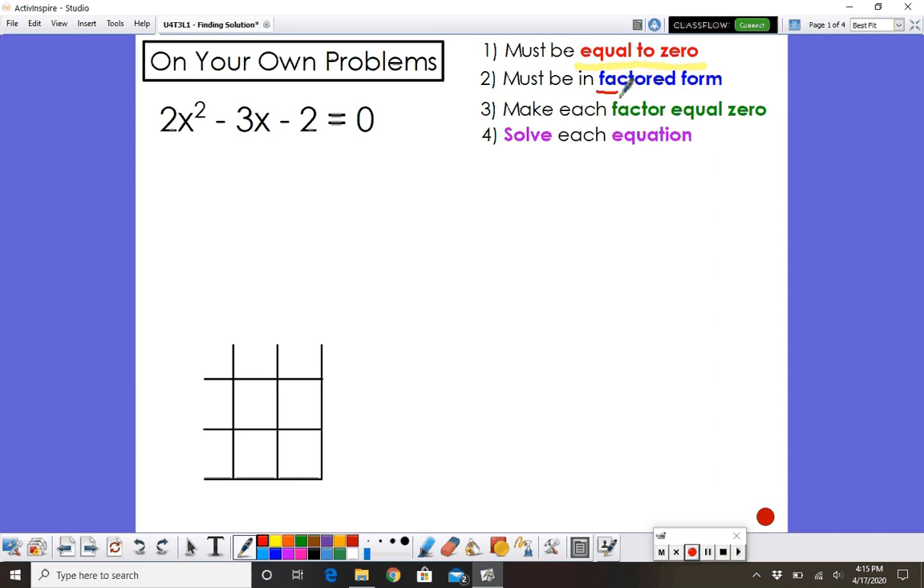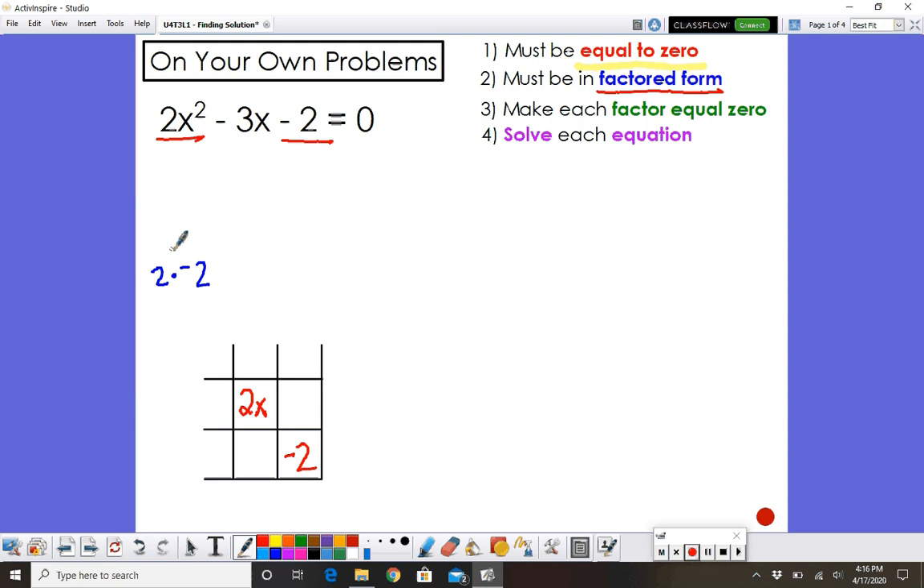And then the next thing we have to do is factor this equation. So go ahead, use your box, and make sure your numbers go in the right spots. So what we're looking for here are factors of -4 that are going to add up to -3.